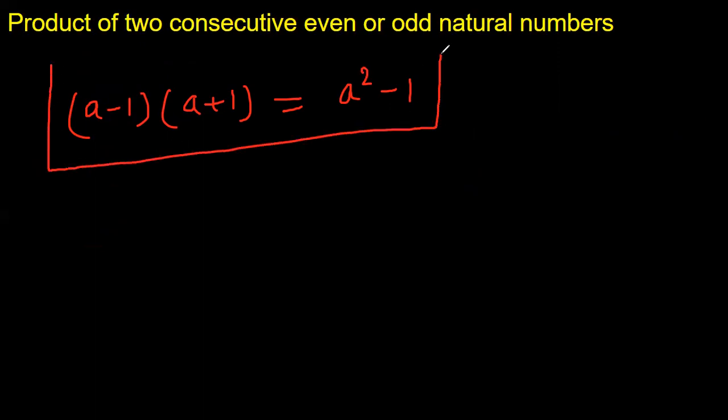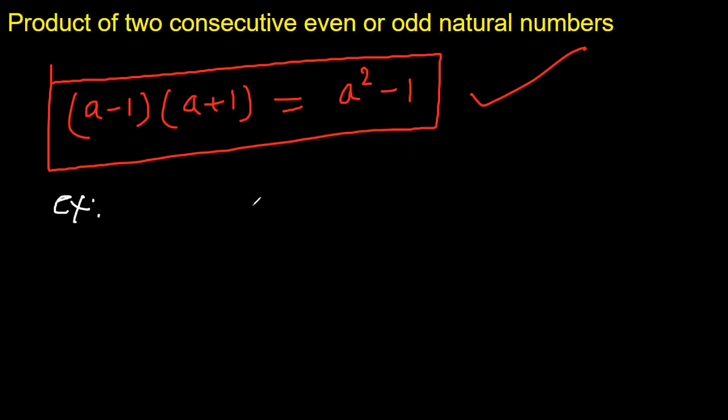So we are going to generalize this statement. Any two consecutive odd or even numbers can be represented as A minus 1 and A plus 1. And their product is always going to be A squared minus 1 squared. And 1 squared is 1 only. So this justifies that the product of two consecutive even or odd natural numbers would always be A squared minus 1.